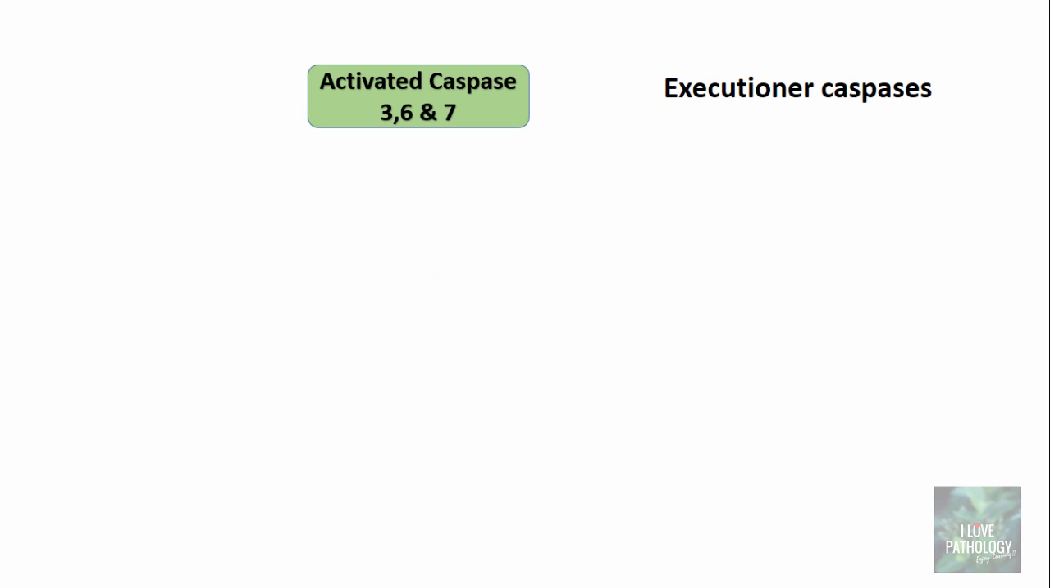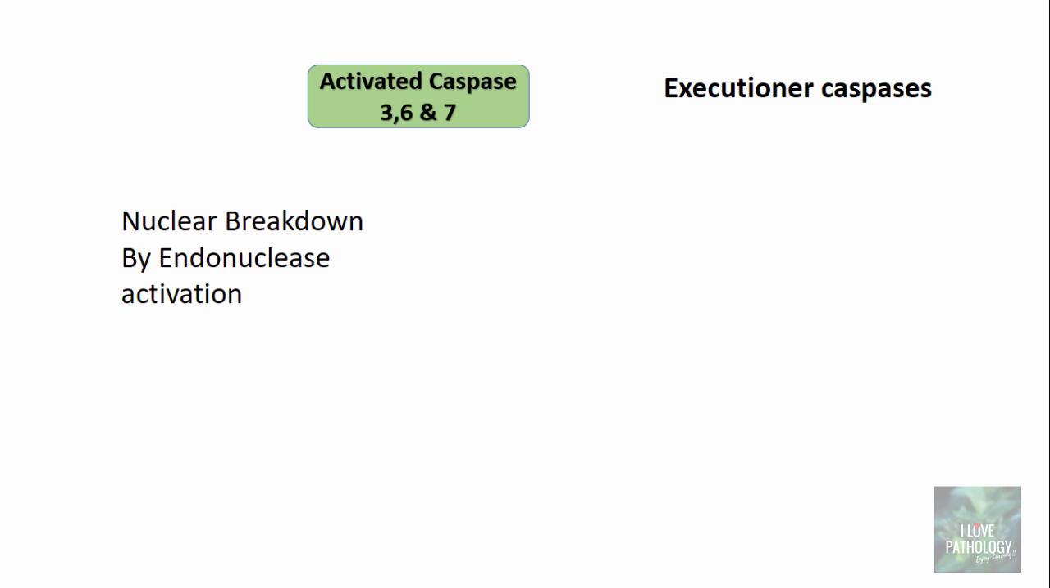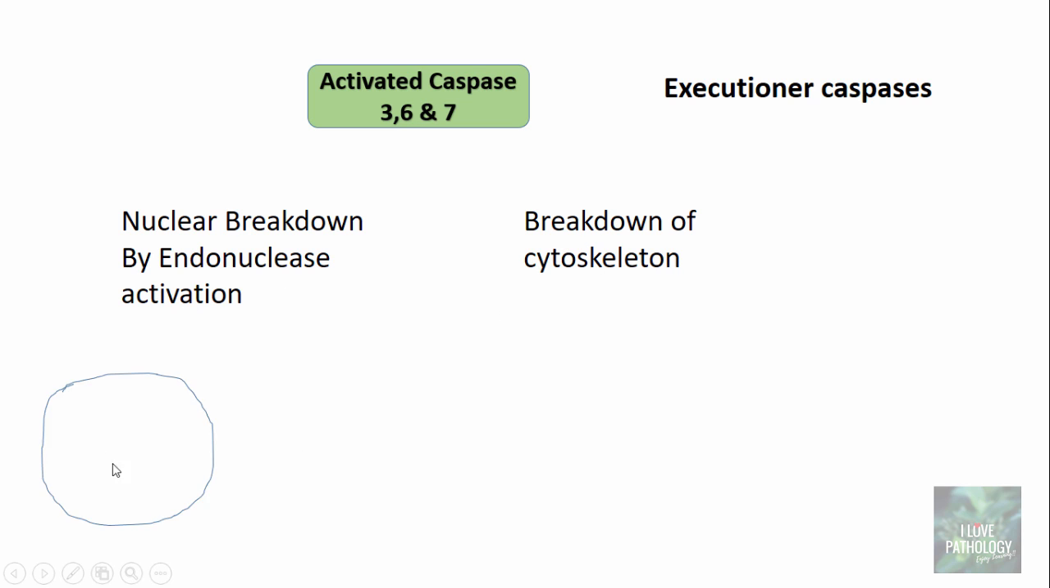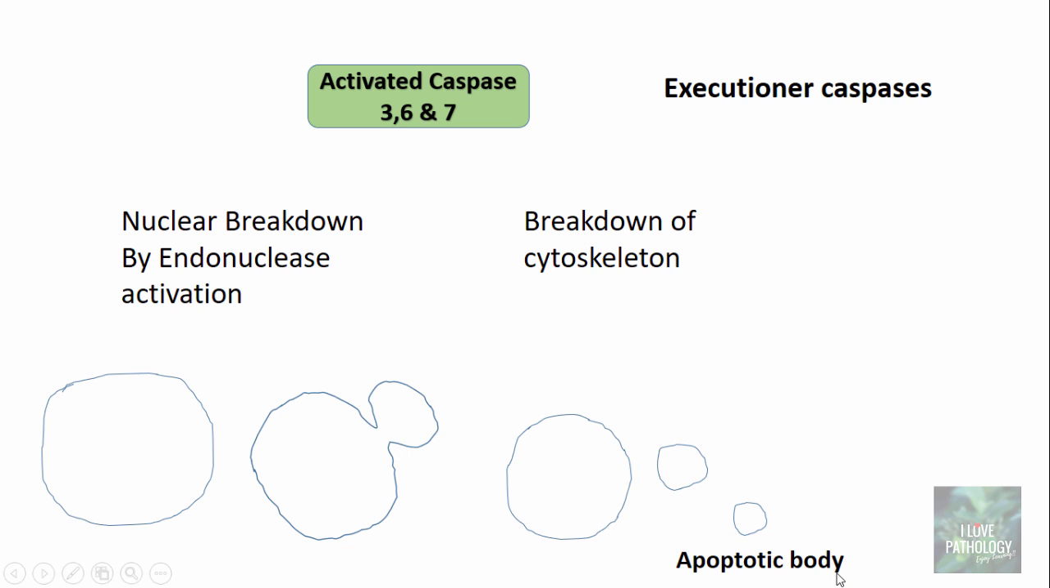Okay, now these executioner caspases, they actually break the nucleus by activation of endonuclease, and they also break the cytoskeleton. Okay, so what happens when these executioner caspases are activated? They break the nucleus, they break the cytoskeleton. So let us understand this by this schematic diagram. Assume that this is a cell and there is breakdown of nucleus and cytoskeleton. For some unknown reasons, there is a formation of bleb. Nobody as of now knows why bleb formation takes place. Okay, so these cytoplasmic blebs later are pinched off and then they are called apoptotic bodies.